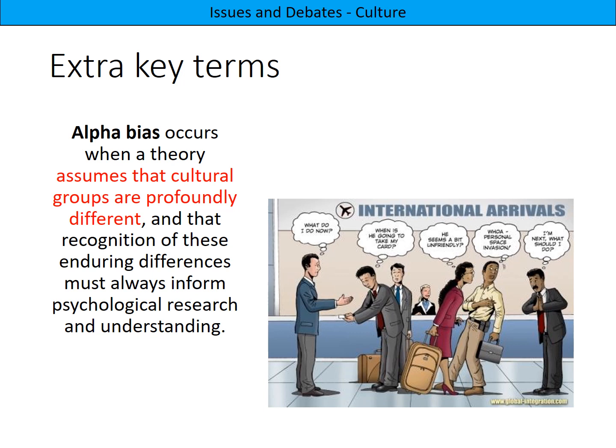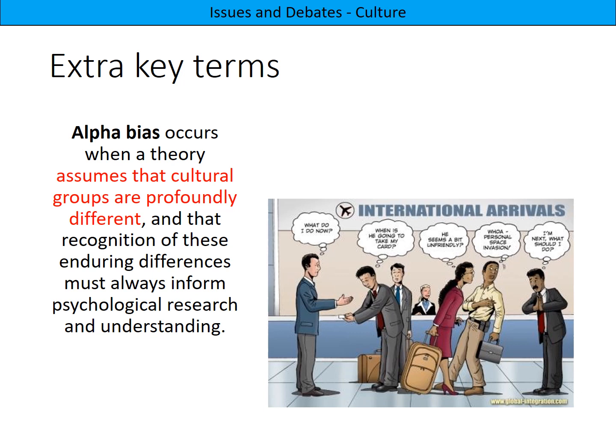The next couple of slides have got some extra key terms which I'm going to go through. The previous two slides have key terms on there that you need to know. If you're not sure on those key terms, I would suggest going back to the previous slides and having another look over them, because those are the ones that the exam board specify.